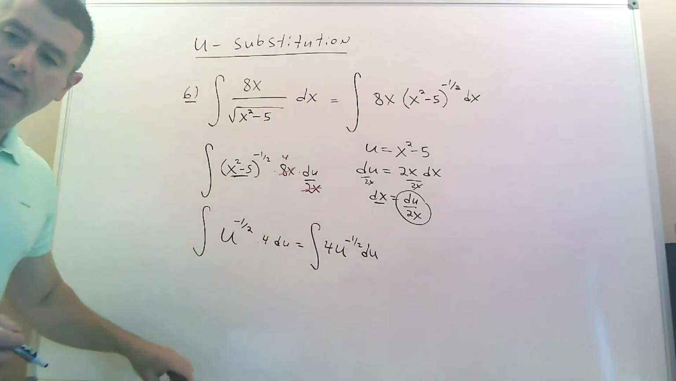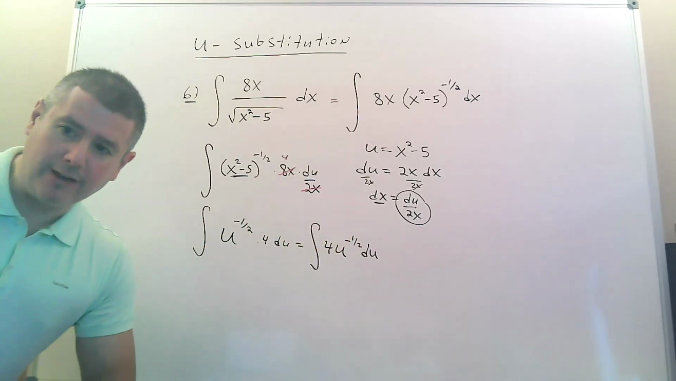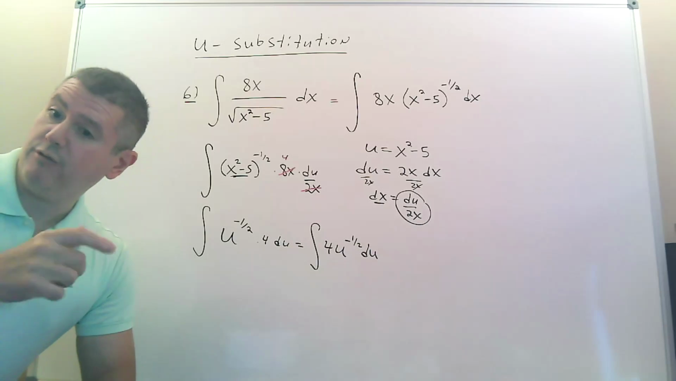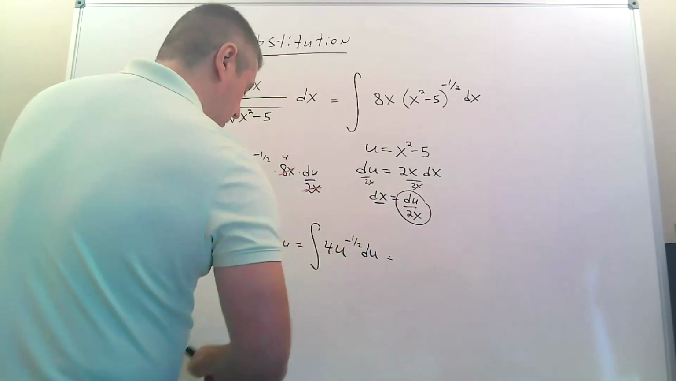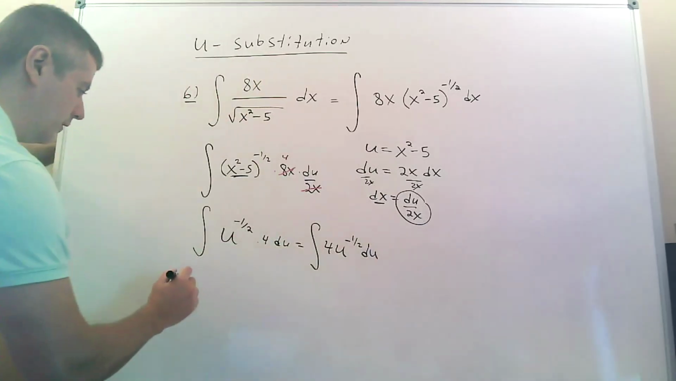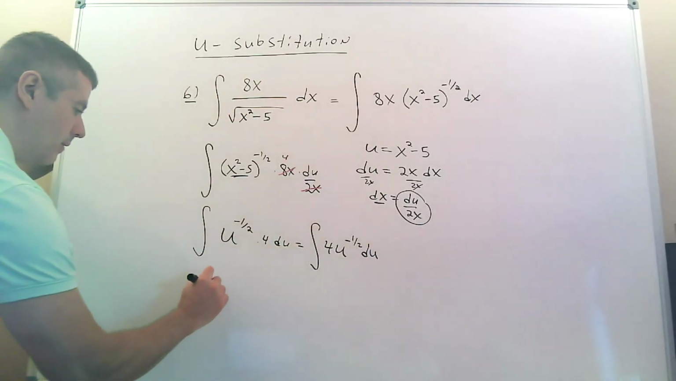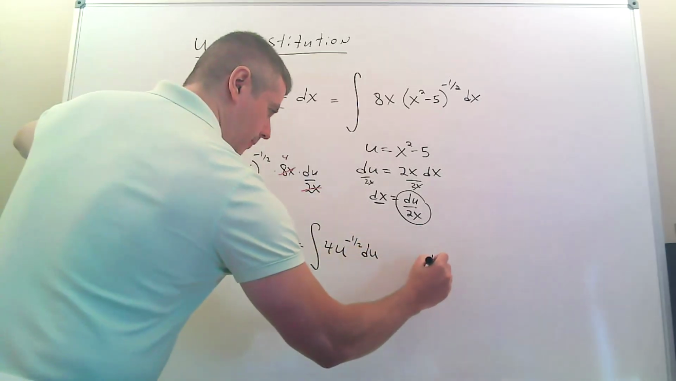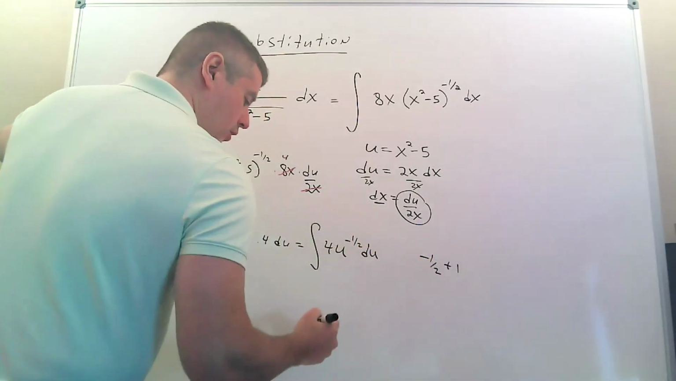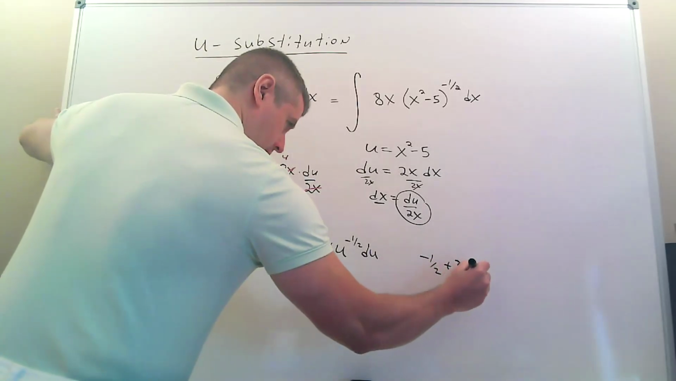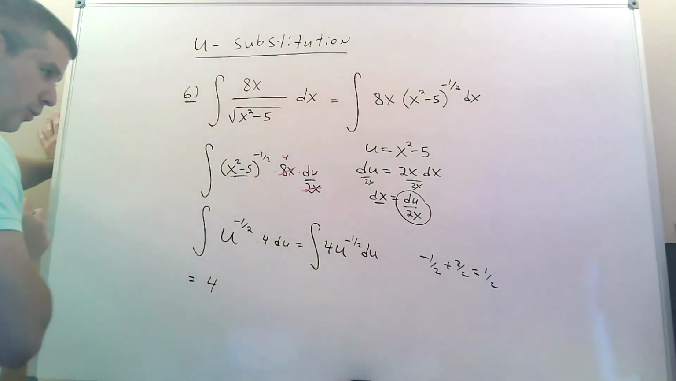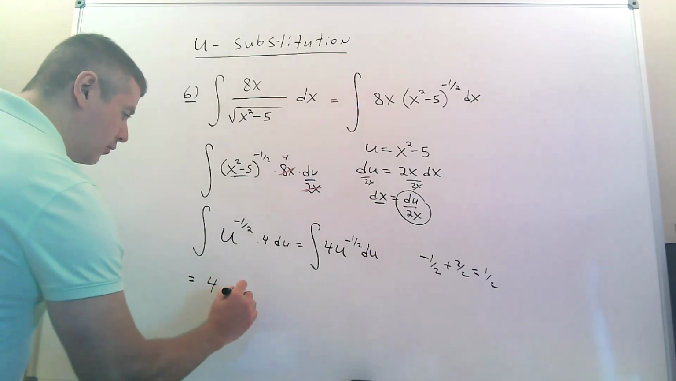I mean, that is about as basic as it gets. That is basic power rule, right? But it's the reverse power rule. We're going to add 1 to the exponent. So once I integrate, I'm going to add 1 to the power. If you need to do it on the side, remember that 1 is 2 over 2. Negative 1/2 plus 1 is a half. So my new power is 1/2.